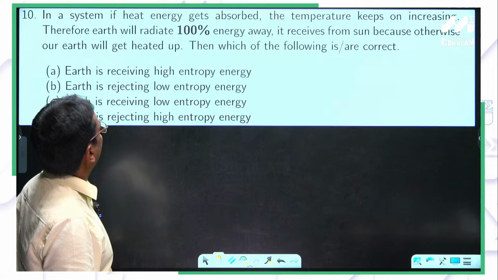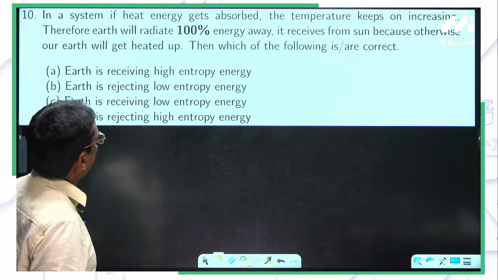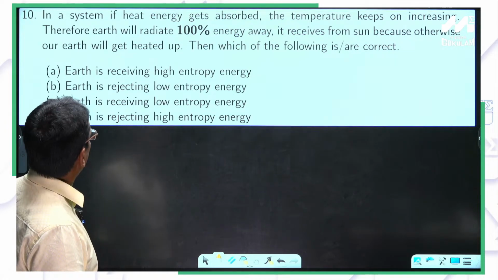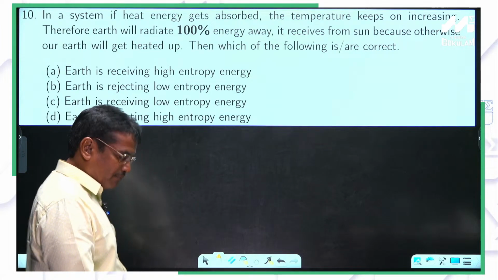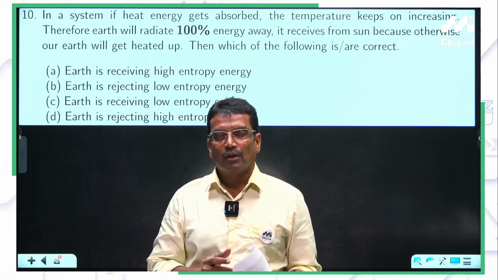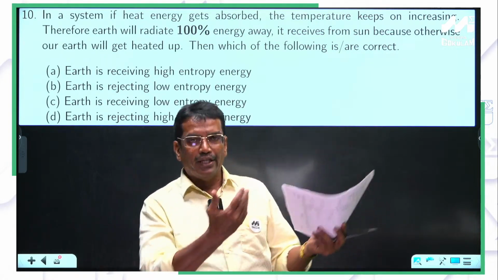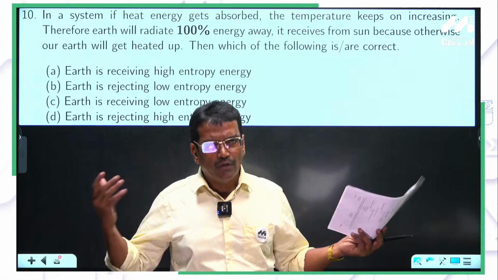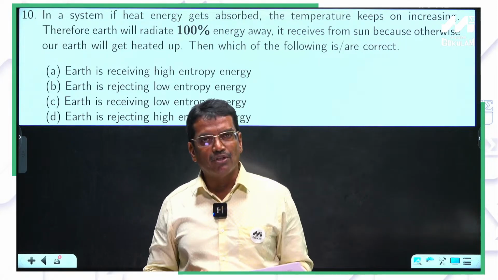In a system, if the heat energy gets absorbed, the temperature keeps on increasing. Therefore, Earth will radiate 100% energy away. It receives heat from the sun because otherwise the Earth will get heated up. Then which of the following is correct? See, Earth is receiving the heat from the sun. If all that energy got absorbed, then definitely the temperature of the Earth will be increasing. Forever it would have reached infinite temperatures long ago because it keeps receiving heat from the sun.